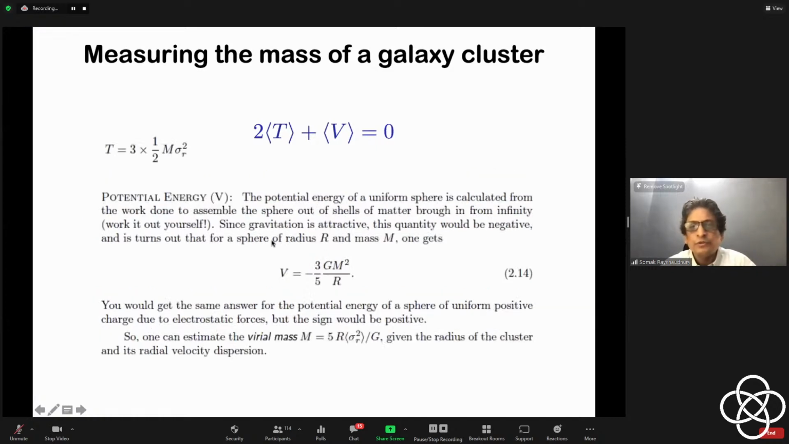So once you put those things together, your minus 3/5 G M squared over R and 3 times sigma r squared, plug this in, and you get an equation for the virial mass of the cluster. And this is very simple. Just plugging these numbers in, you get the mass to be 5 times the radius times the radial velocity dispersion of the cluster, over G. This is what Zwicky did.